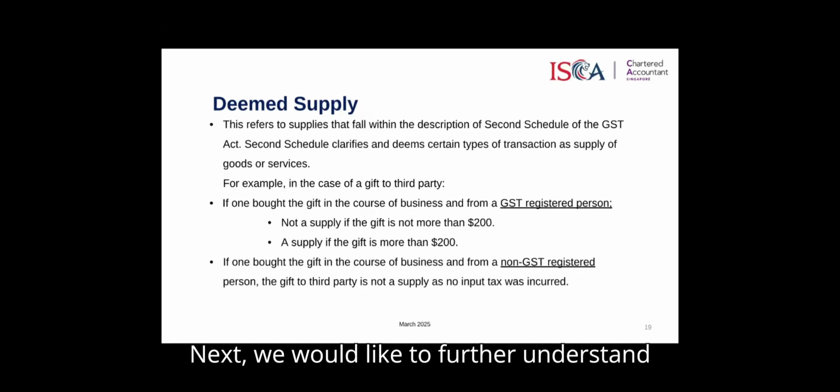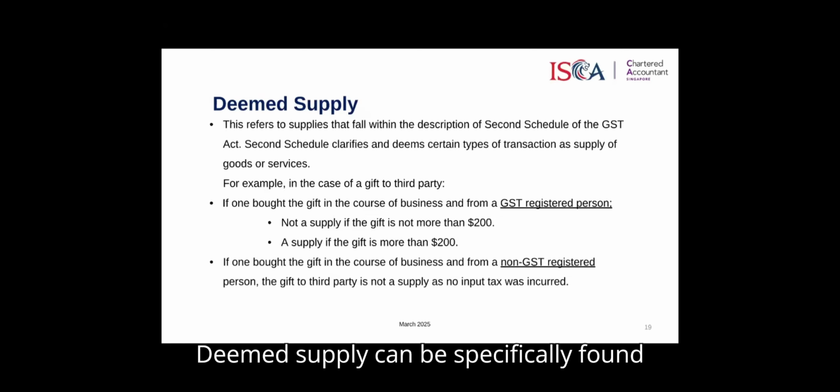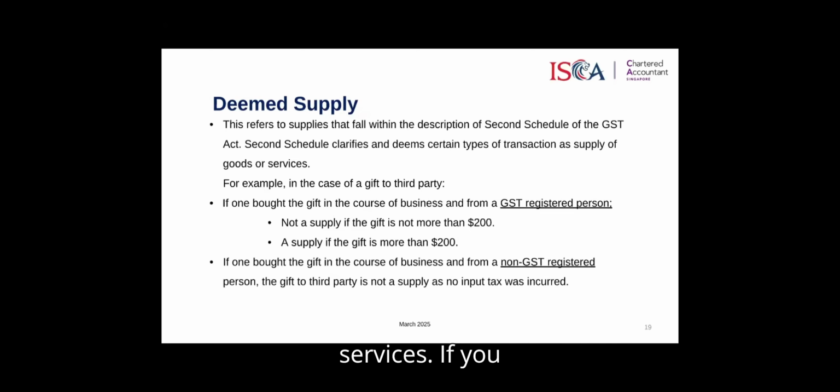Next, we would like to further understand the concept of deemed supply. Deemed supply can be specifically found in the second schedule of the GST Act. The second schedule clarifies and deems certain types of transaction as supply of goods or services. If you recall, we have earlier discussed that for a supply to be established, there is a need to identify an element of consideration. The idea of deemed supply is such that these are supplies that exist even though there is no element of consideration.